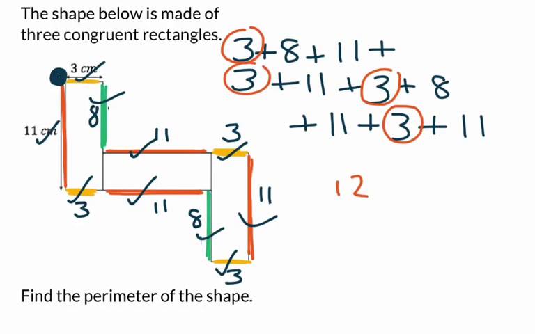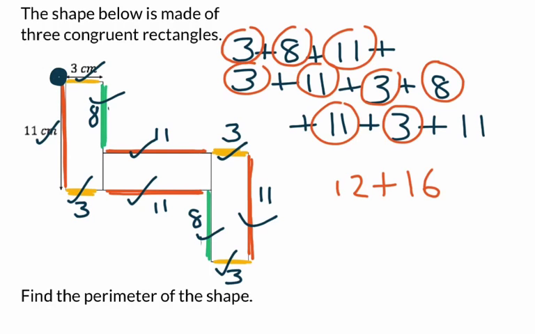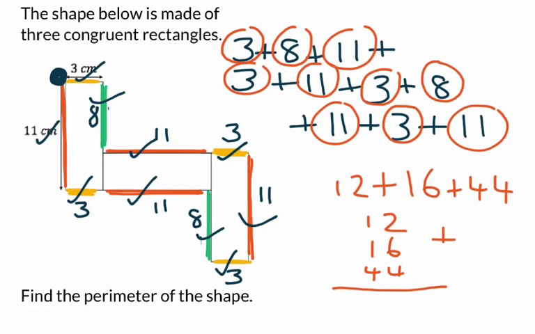How many 8s have I got? I've only got 1 and 2. So that would be 16. And I've got how many 11s? 1, 2, 3 and 4. And that's 44. So I've got 12, 16 and 44. Let's add those up together. So we've got 6 and 4 is 10, add 2 is 12, 2 down, carry 1, 1, 2, 3, add 4 is 7. And don't forget your units.